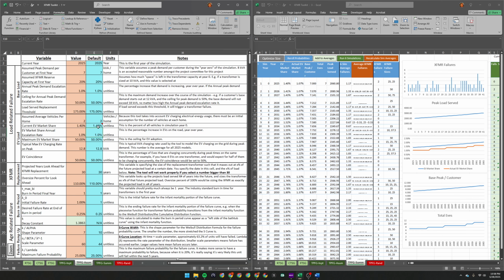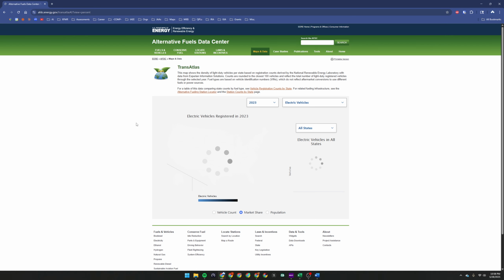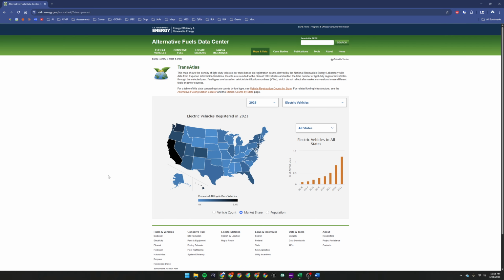But you'll notice here there's a comment on this cell. The thing that I've been using is this, to find your state's percentage, visit the AFDC. There's this URL, and we'll go ahead and enter it in here. Hello IAMU webpage. Let's enter this in here. So basically, this is the Alternative Fuels Data Center.